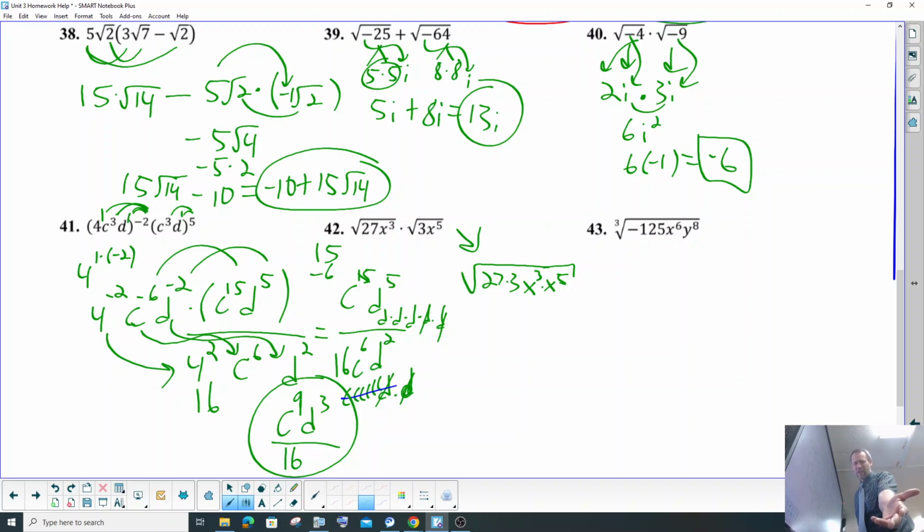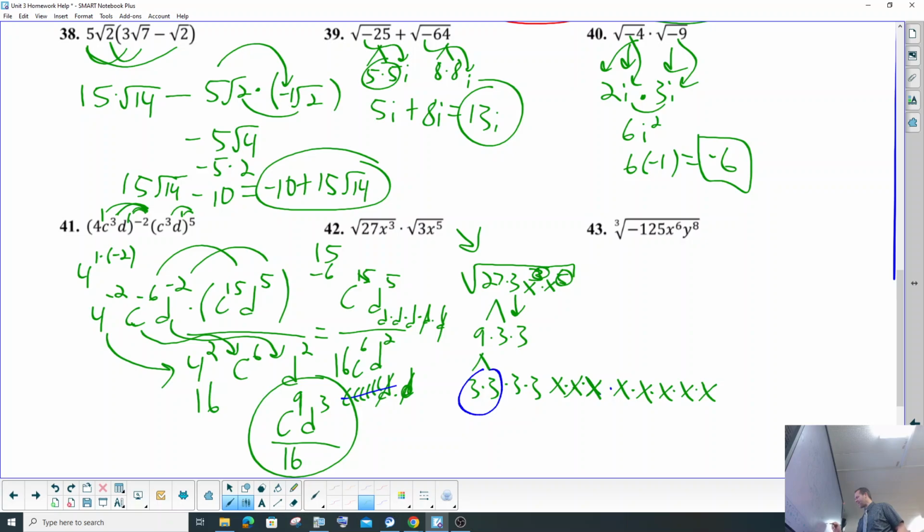So if you see that on the final exam, I would break it down as much as possible. So we have a 9 times 3 times 3, because that's 27, breaks down. That breaks down into 3 times 3 times 3 times 3. And then we have 8 x's, because that's x to the third and x to the fifth. So that's 1, 2, 3. And then another 1, 2, 3, 4, 5. So we have 3 and 5.